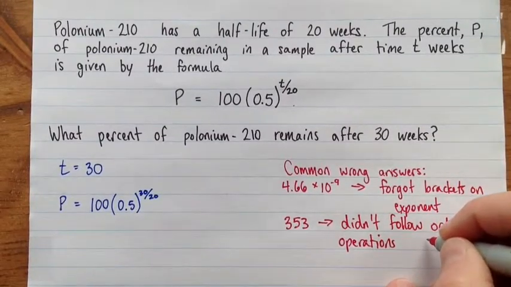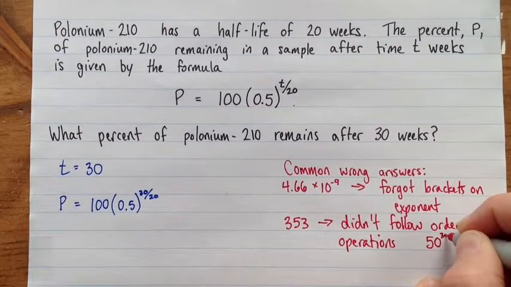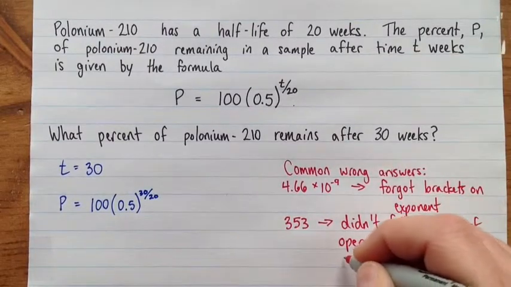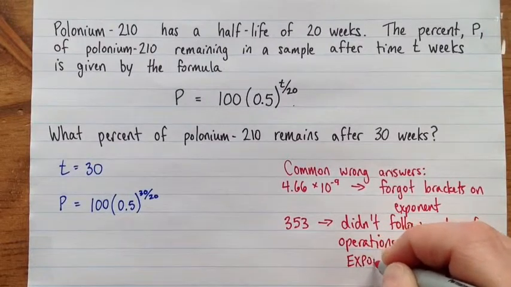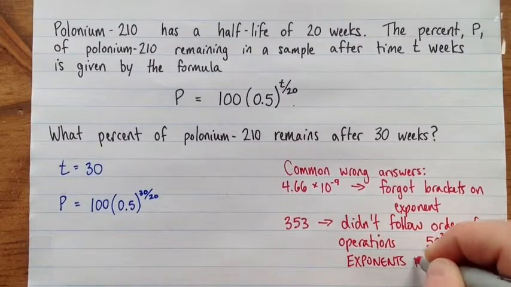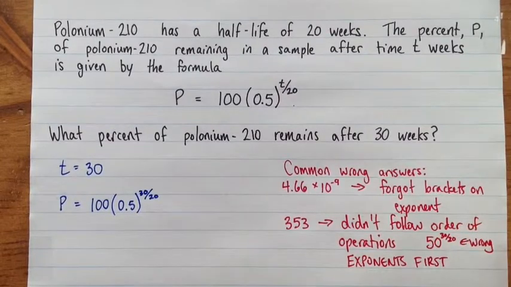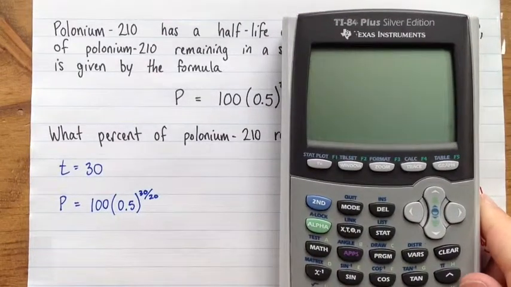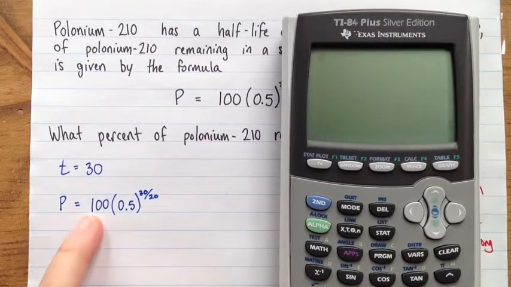You probably did 100 times 0.5, and you got 50, and then you did that to the exponent 30 over 20. This is wrong, because the exponents come first. The order of operations. So, if you got either one of those, pay really close attention here. If you're using one of the TI graphing calculators, you don't really need to worry about the order of operations. You can just plug everything in all at once. Okay? So, and a lot of other calculators follow the order of operations, so you need to know whether yours does or not.